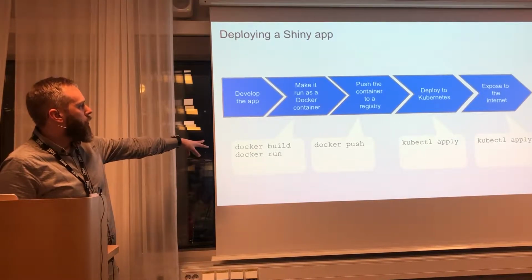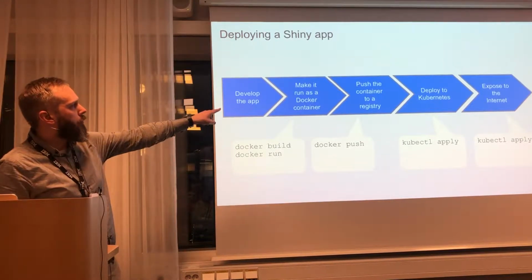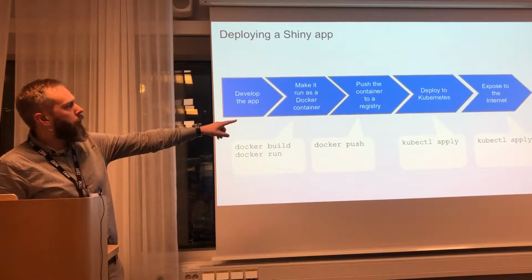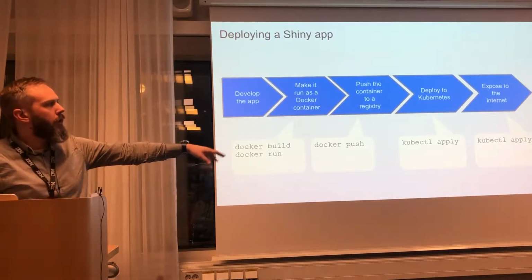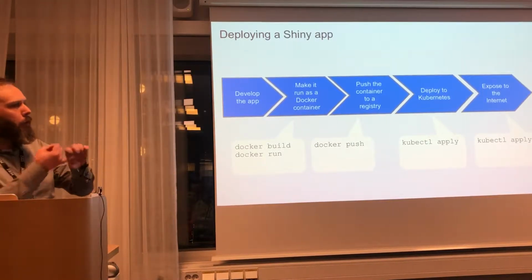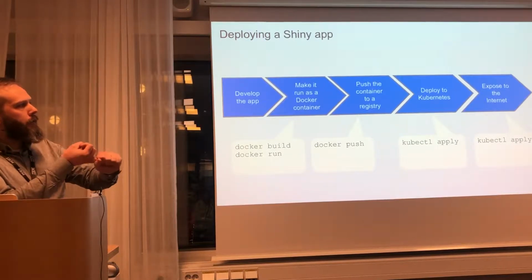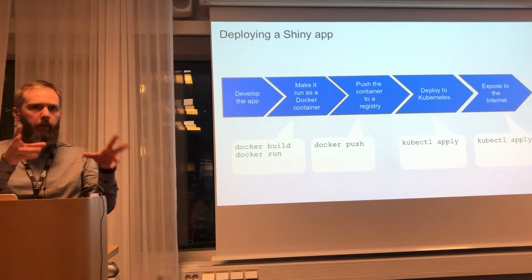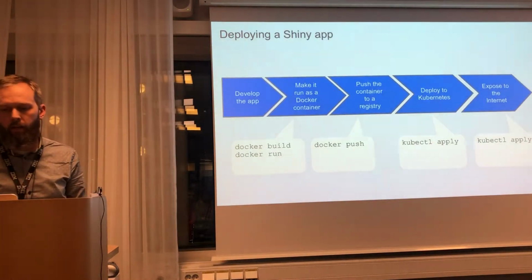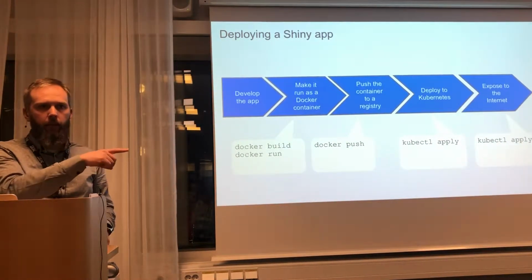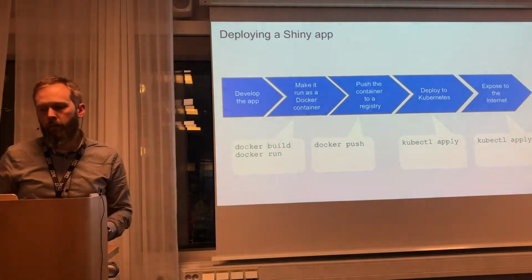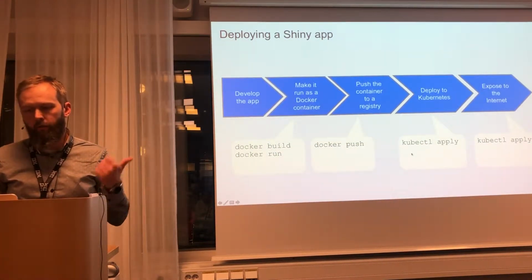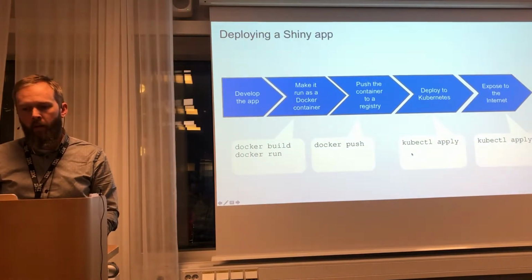You use docker build and docker run to make it run as a Docker container and to test it locally. You push it to a registry with docker push. When you apply the deployment file and the service file, you use something called kubectl apply. That's just a command to Kubernetes. I don't want to go into the detail, but basically you just specify that and the file name, and it will do everything. So it's really straightforward once you've written these files. And as you saw, the files are not that complex.